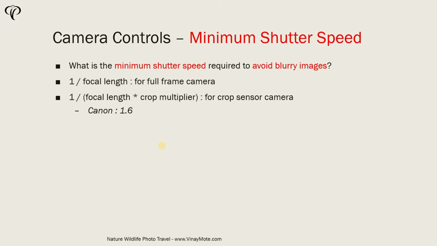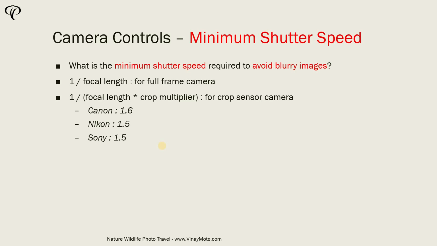This is because your focal length changes when you use the crop sensor. A 100 mm lens becomes 160 mm on a crop sensor. That's why your shutter speed should become 1 divided by 160. If you are using full frame, it's very simple: just 1 divided by 100. However, if you are using Nikon, the crop multiplier is 1.5, and for Sony it is again 1.5. You can check with your manufacturer what the crop multiplier is for your particular camera model.